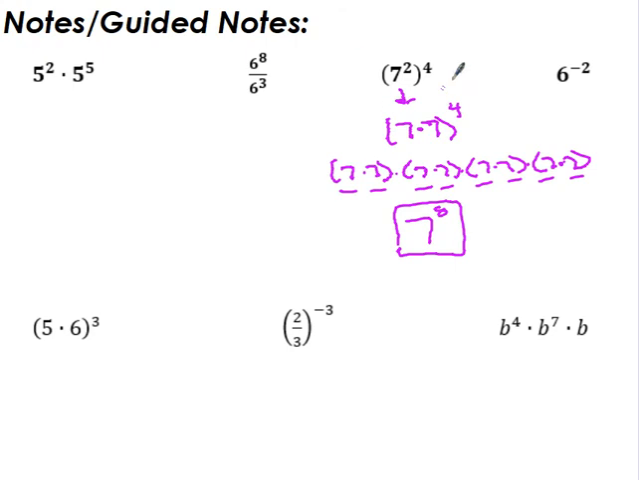This is a power of a power. This is a power raised to another power. If I have 7 squared raised to the 4th, that means I have to multiply. This is probably the most common mistake: people still want to add. But if I have a power being raised to another power, I just multiply my 2 exponents. 2 times 4 is 8, which is what we got when we expanded it out.